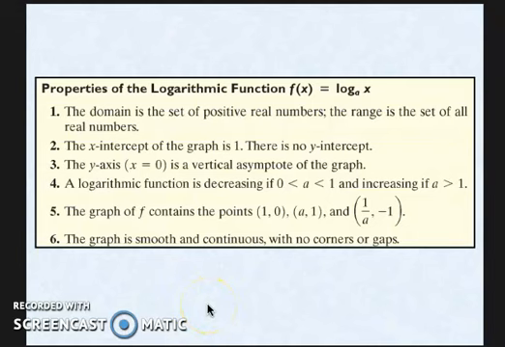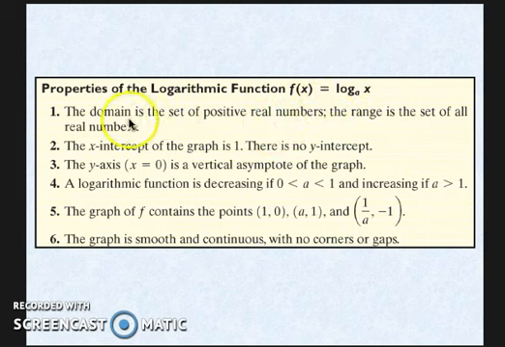That's part 2 for chapter 4, section 4.2. This is the log functions. So let's review once more the properties of logarithms. Function is given as log of x with base a.